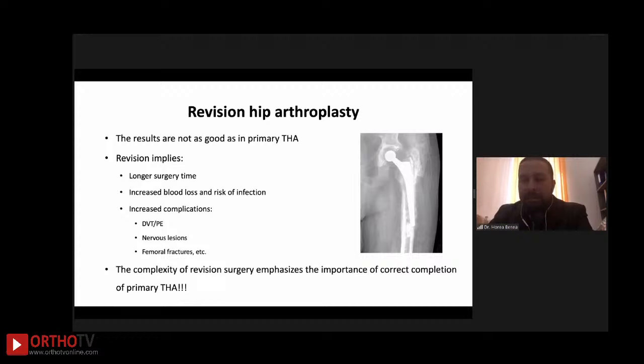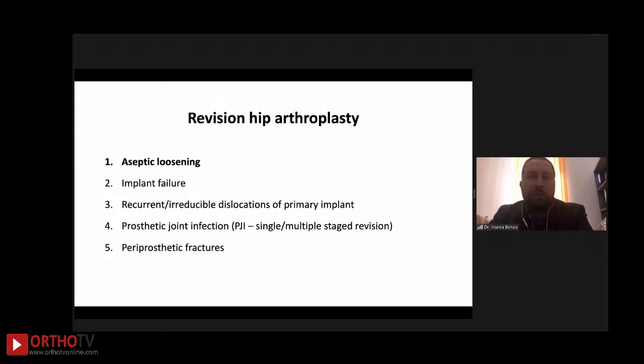I didn't insist on a particular case. So maybe I will go through all the cases, and if you have any questions, please address them to me. Revision hip arthroplasty does not have such good results as primary hip arthroplasty. It implies a longer surgery time, increased blood loss, risk of infection, and increased complications, as we all know. So what we have to emphasize is the importance of correct completion of primary total hip replacement.